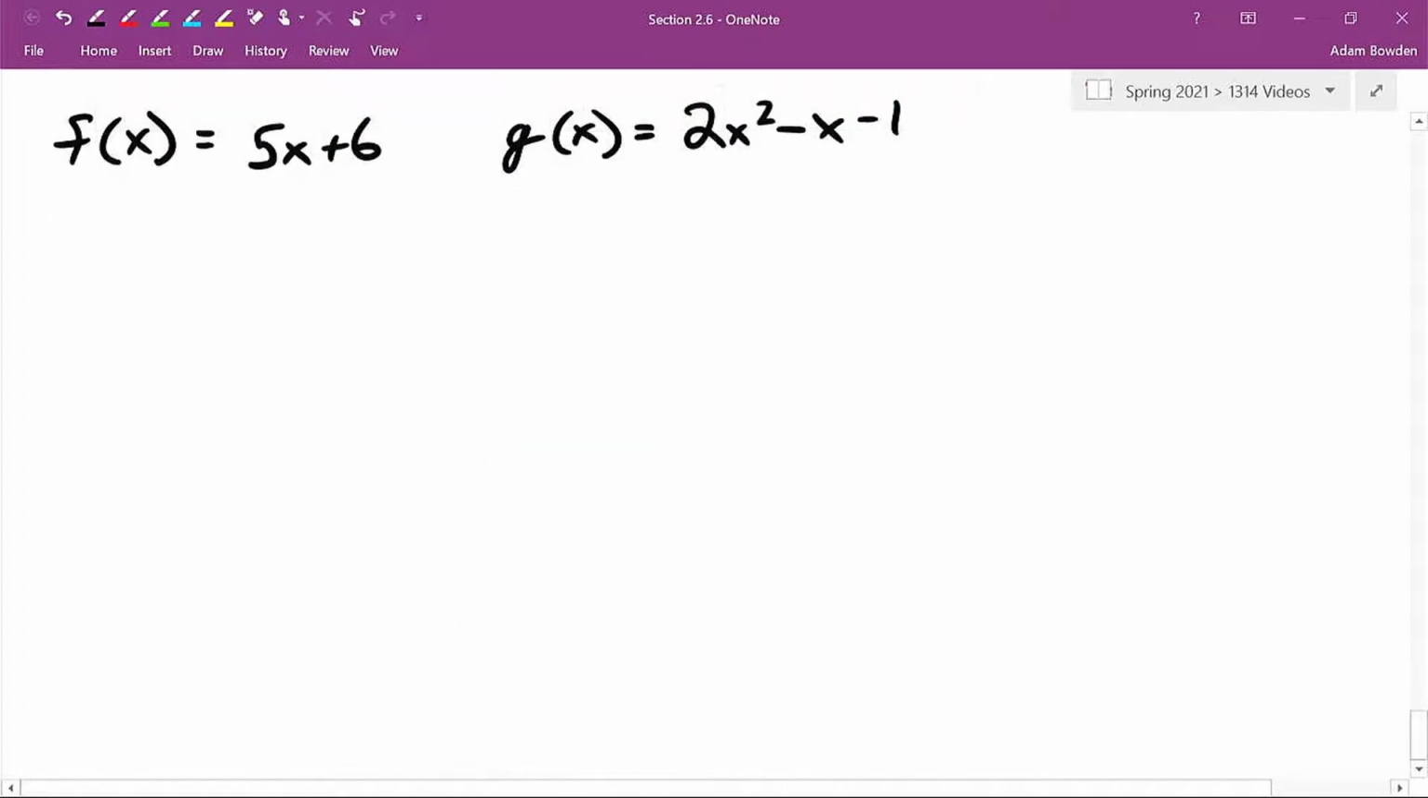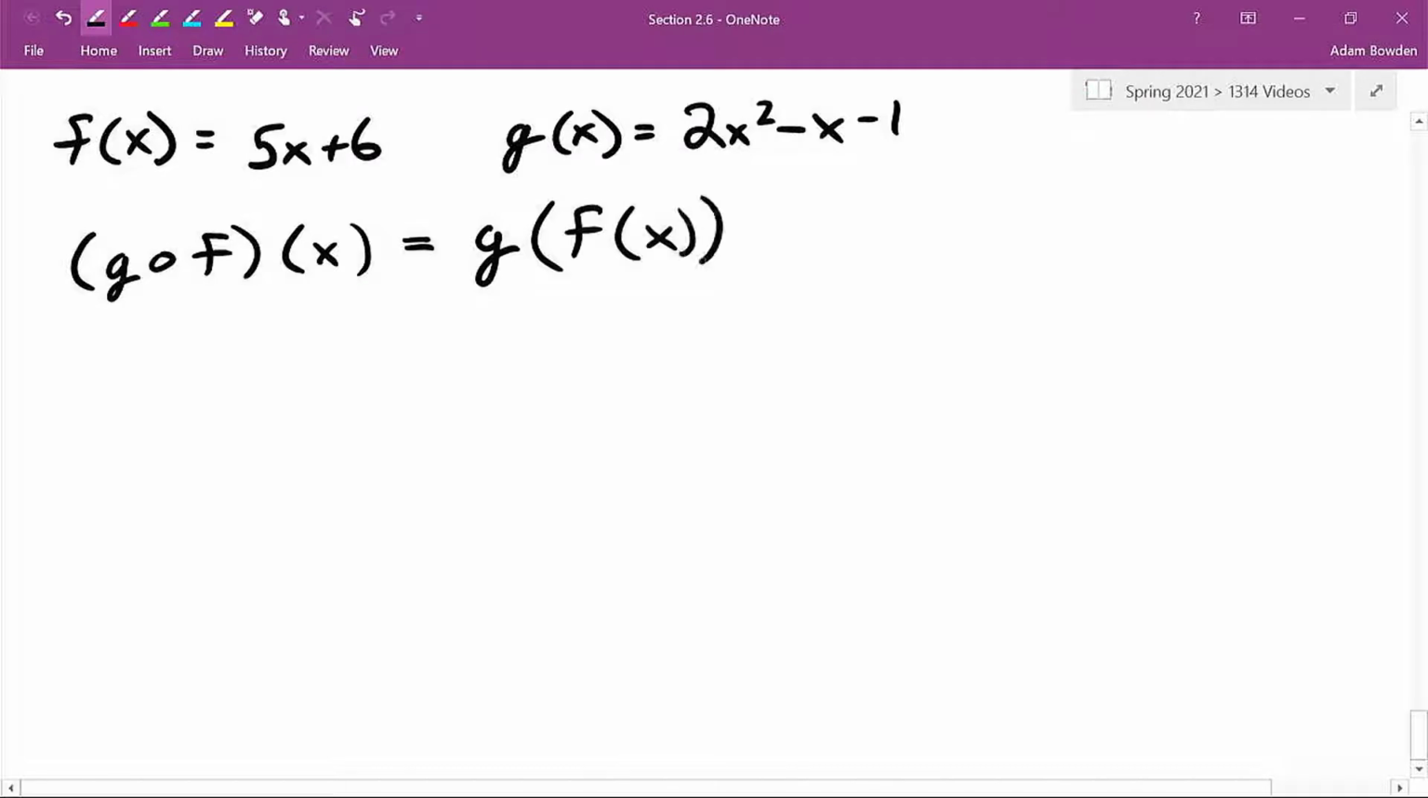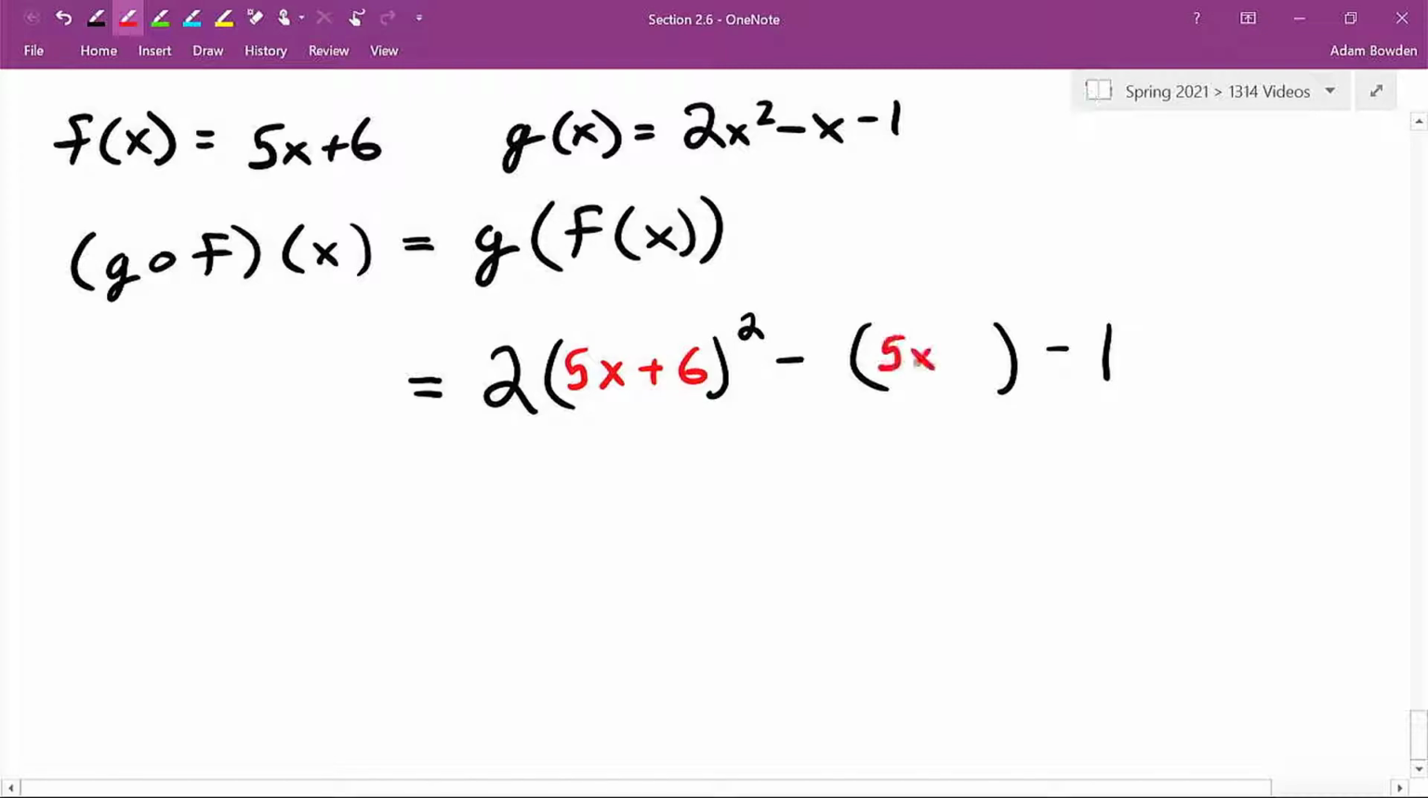We're also going to look at g circle f, g composed with f of x. Now g is going to come first, and on the inside will be f of x. So if we start with g comes first, we'll have a 2, and then x squared was there, and then a minus x was there, and then a minus 1. But now, wherever x was located, we're putting the f of x, which is 5x plus 6, in its place.